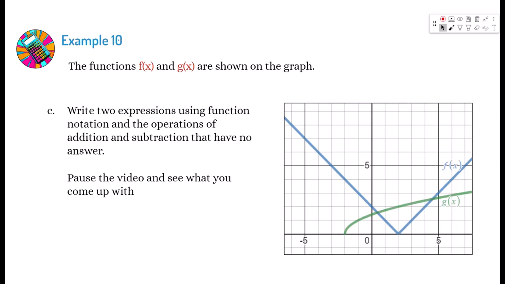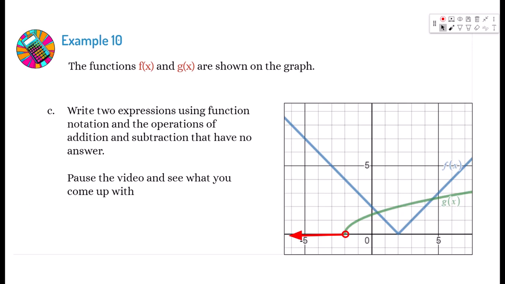Now, the functions f of x and g of x are shown on the graph. Write two expressions using function notation and the operation of addition and subtraction that have no answer. Pause the video and see what you come up with. Well, let's look at what you came up with.